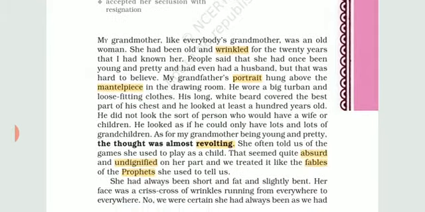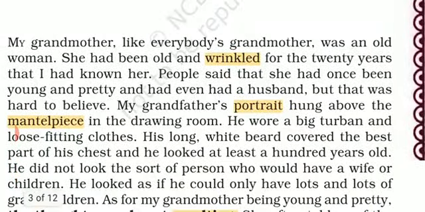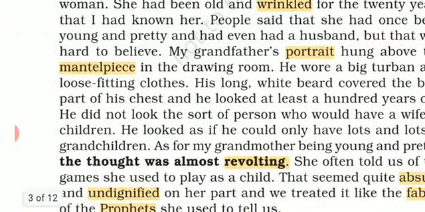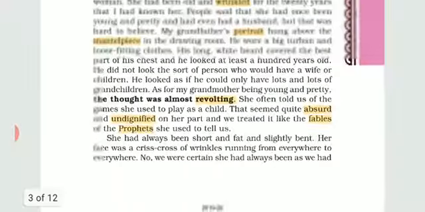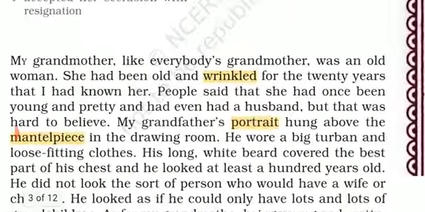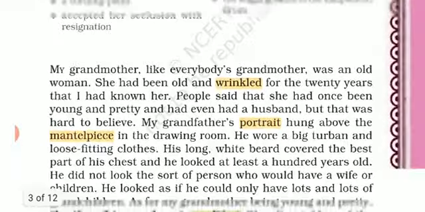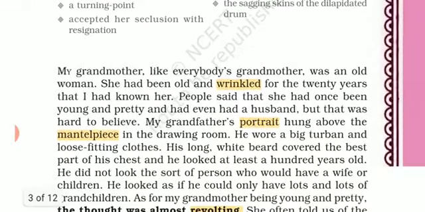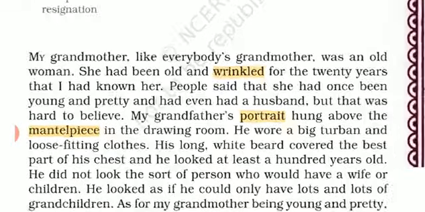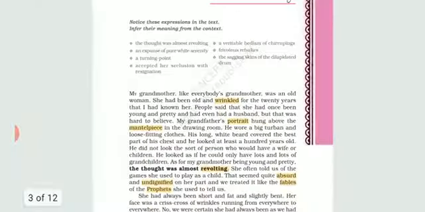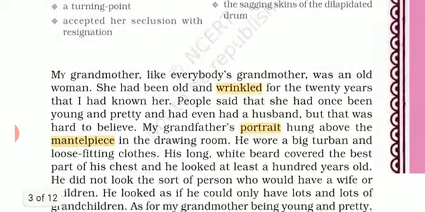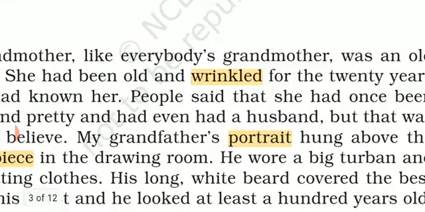First of all, as you can see over here, there are some words which have been highlighted by me. These are the words which I think can be difficult for you, and before I start with the explanation of the chapter, I will give you the meanings of these difficult words. So let's start with the first word, which is wrinkled. Wrinkled means full of creases, full of wrinkles.